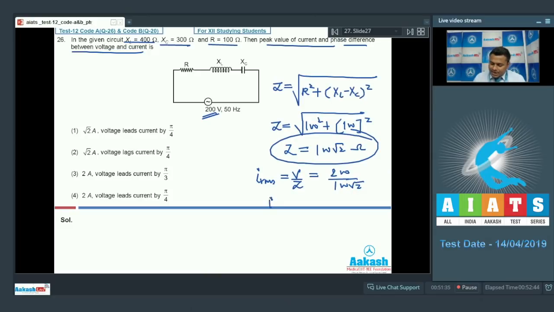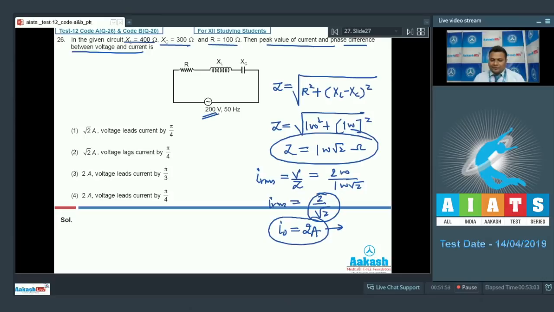IRMS as 2 divided by root 2. IRMS is known. Now you can calculate I naught, that is IRMS into root 2. 2 ampere comes the result.